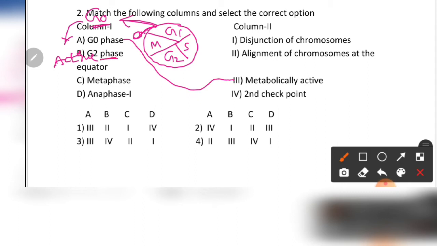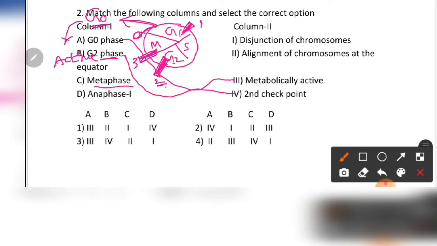To cross-check whether the process continues properly or not, there are three checkpoints. Checkpoint 1 at the G1 phase, checkpoint 2 at the G2 phase, and checkpoint 3 in between metaphase and anaphase. For example, 1, 2, 3. The checkpoint at the G2 phase checks whether DNA was properly replicated in the S phase. So the G2 phase is related to the second checkpoint.